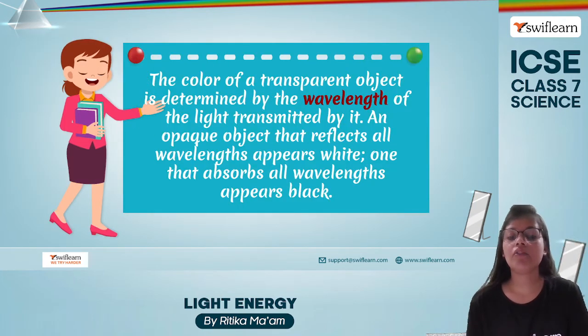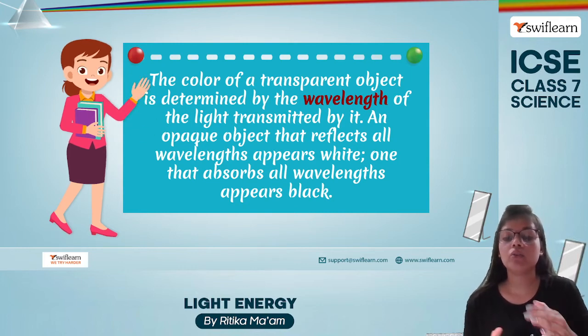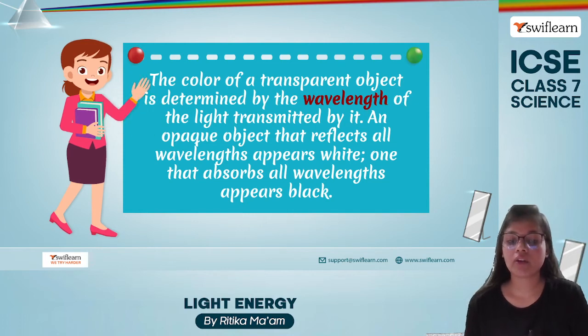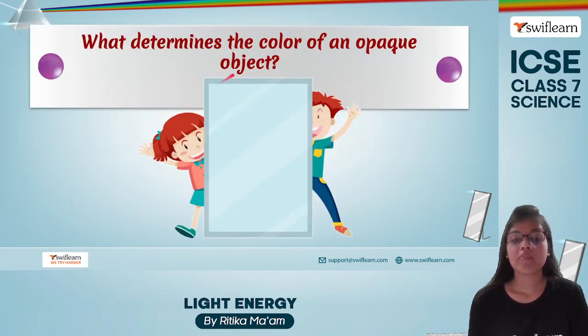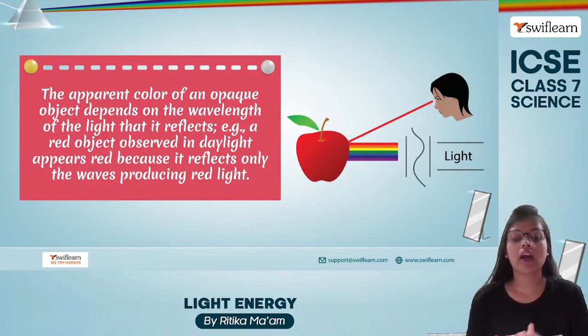Now, the color of any transparent object is determined by the wavelength of the light which is transmitted by it. An opaque object, what does it do? It reflects all the wavelengths, which appear white. And that is why we are not able to see through the objects. Now, talking about what determines the color of an opaque object: the color of an opaque object depends on the wavelength of the light that it reflects.